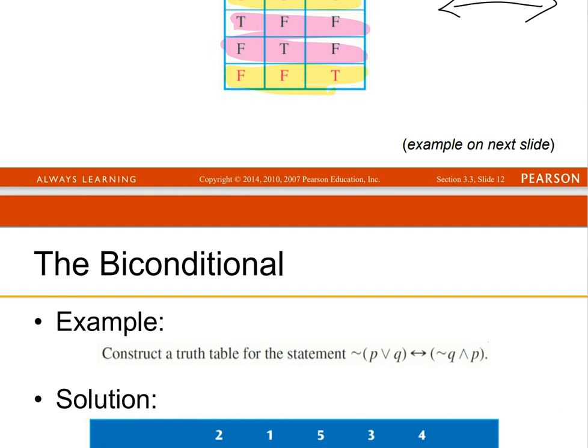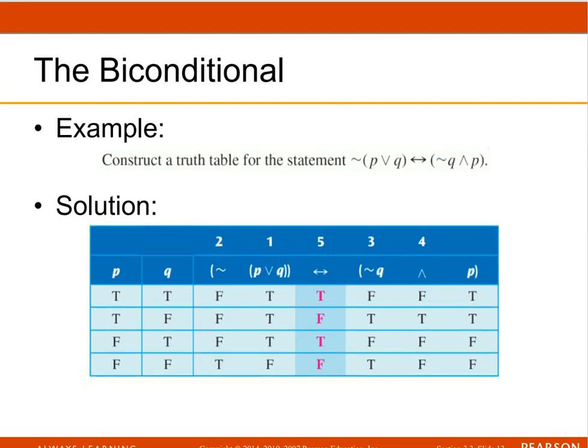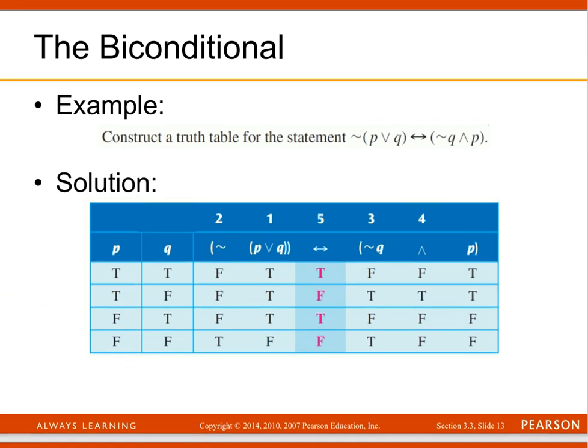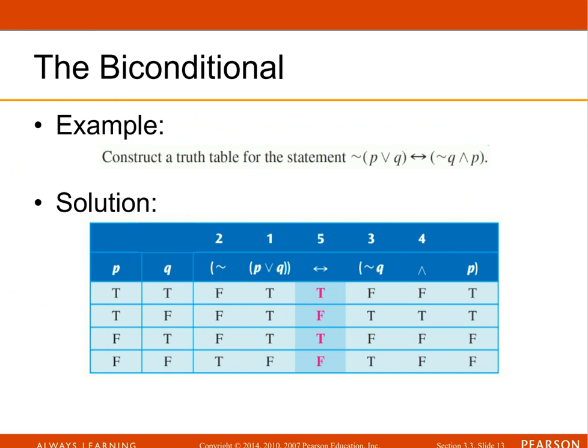I think there's an example here. Yeah, so here's a truth table. It's already done for you. It says construct a truth table for the statement: the negation of P or Q, if and only if, the negation of Q and P. They went ahead and did the whole table, and they've got the numbers at the top, and you can see that they did copy column P, which is right here.